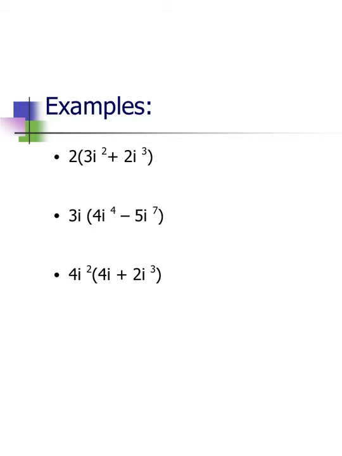So we're going to start simple and we're going to start by using the distributive property. If you wanted to simplify the first term, we're going to distribute. We're going to multiply this times this. So 2 times 3i squared is 6i squared. And then go to the next term. 2 times 2 is 4i to the third.